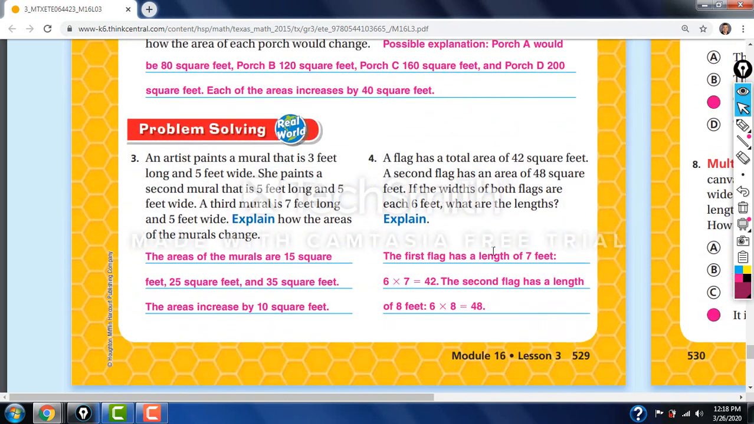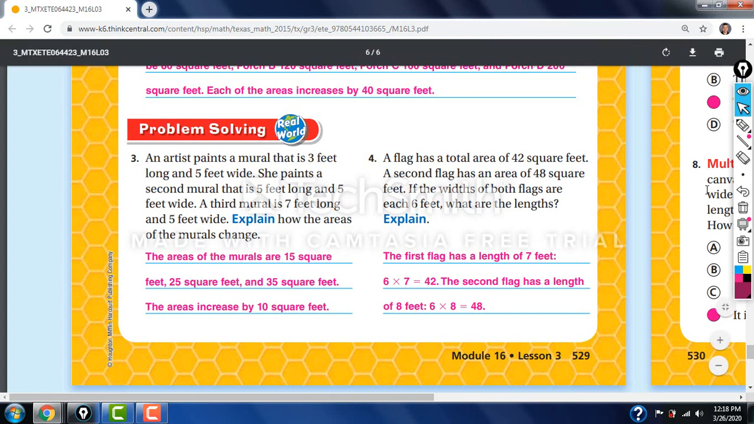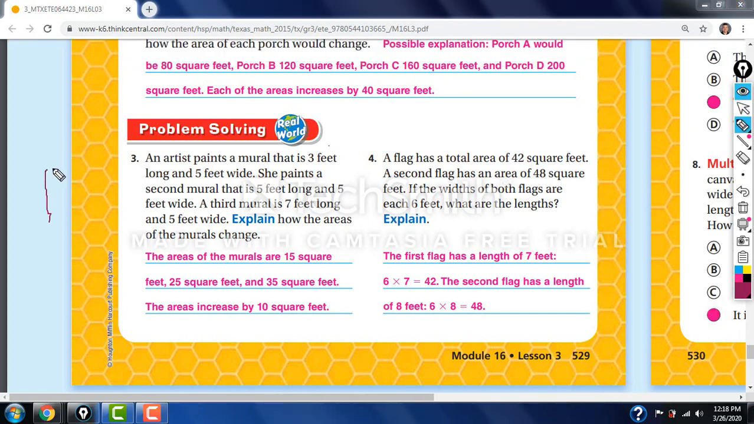Let's look at question number 3. An artist paints a mural that is 3 feet long and 5 feet wide. Okay, let me draw that. That gives me an area of 15. Okay, I know that. She paints a second mural that is 5 feet long and 5 feet wide. Here's my second mural. What's my area? 25.